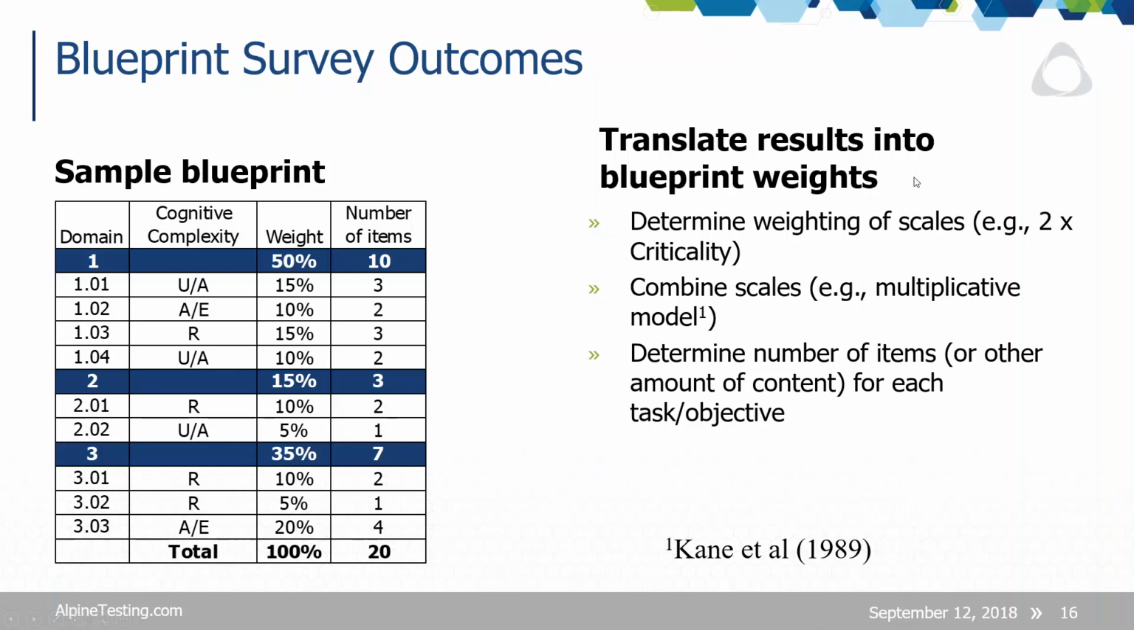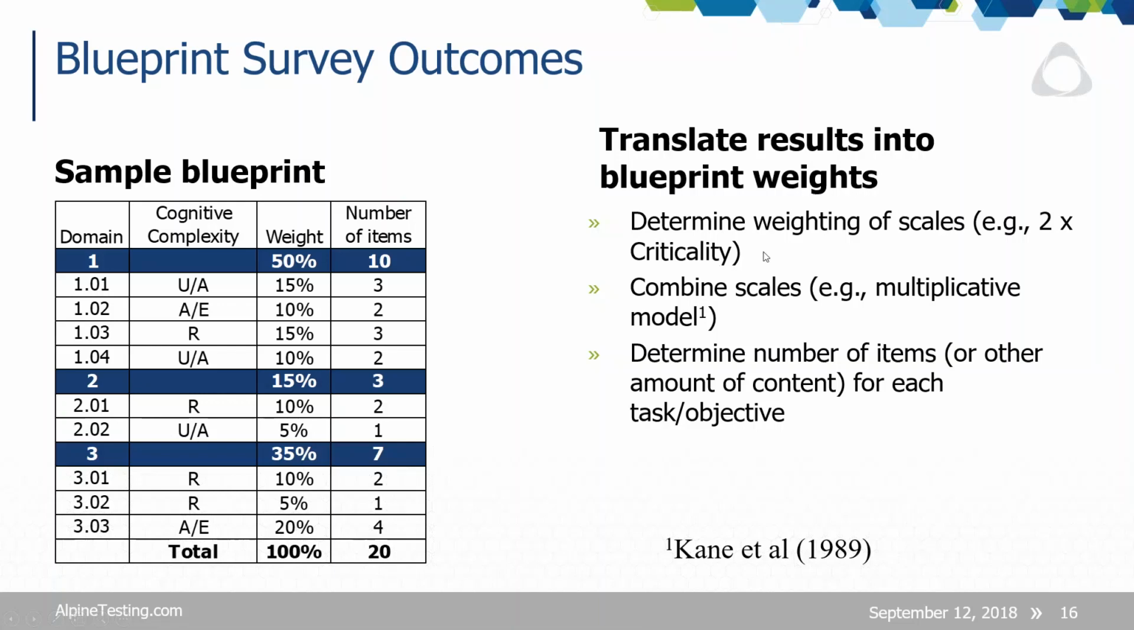Ways that we translate those results into a blueprint. This is where we get to be really nerdy in the psychometric world and decide what we want to do with these scales. It's not uncommon to weight one scale more than another if you've used multiple scales. If you've decided to use a single scale, say an importance scale, there's no weighting to be done. You can just translate that into your blueprint weights and your number of items.